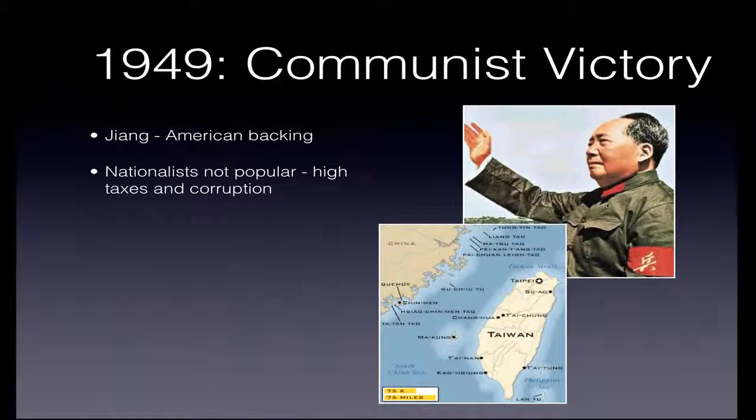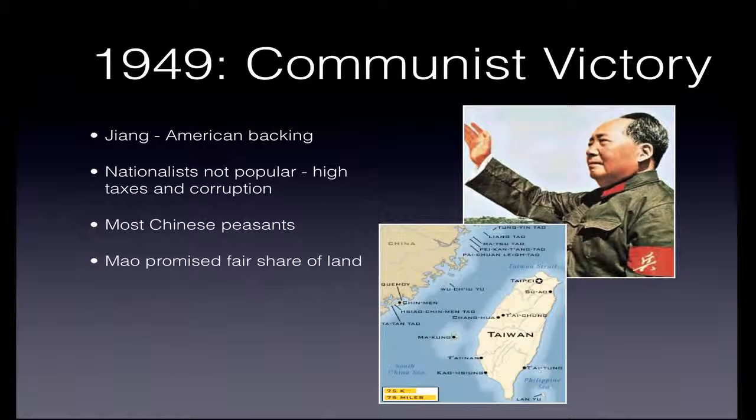The nationalists were not popular. They had a high level of taxation, and I've already mentioned the corruption. So they weren't well respected, especially by poorer members of Chinese society, such as the peasants, who resented the high taxes and the corruption. And most Chinese people were peasants at this time. The word peasant obviously meaning someone who works in the countryside in agriculture. So most Chinese people were agricultural workers in the Chinese countryside, and the communists and Mao promised something very attractive to the Chinese peasants, and that was a fair share of the land.